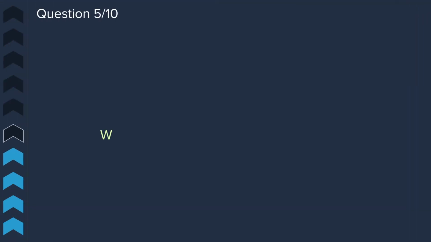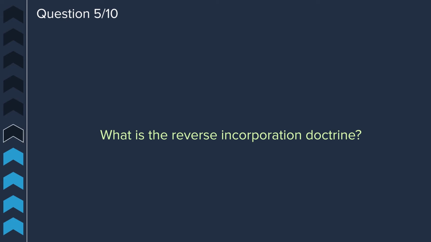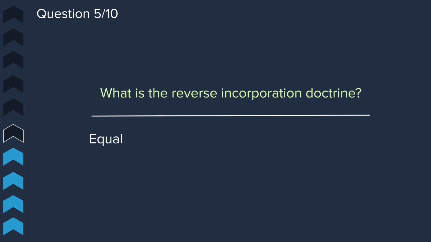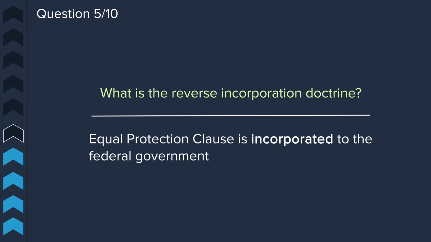Question 5. What is the reverse incorporation doctrine? This holds that the Equal Protection Clause is incorporated to the federal government via the Due Process Clause of the Fifth Amendment.